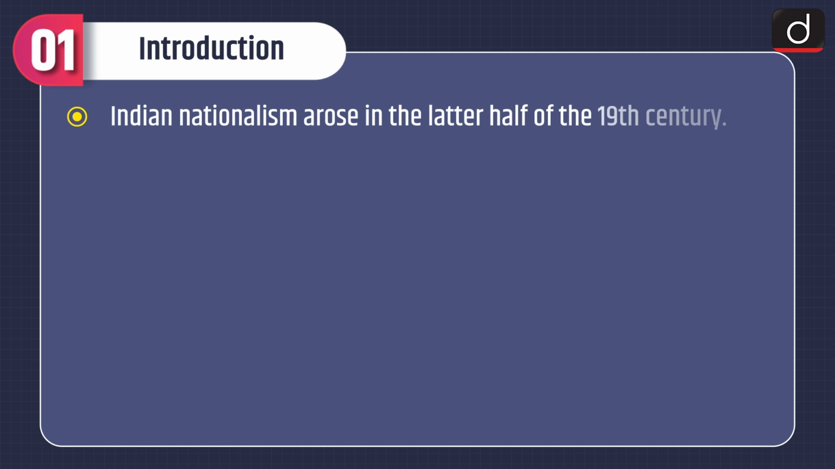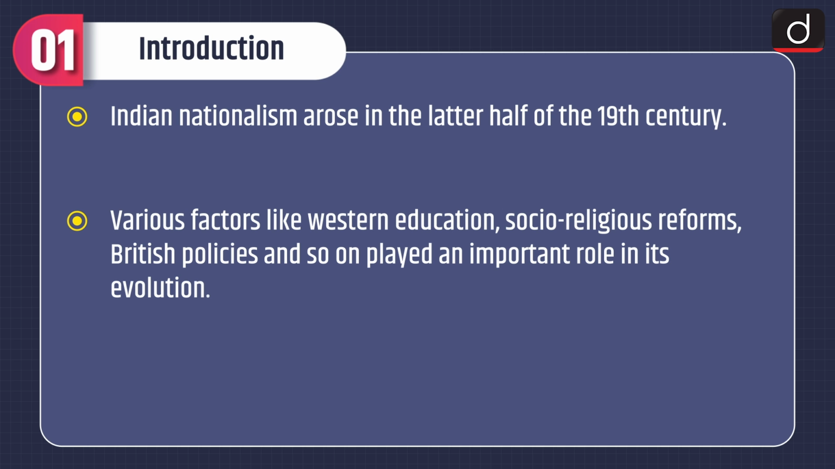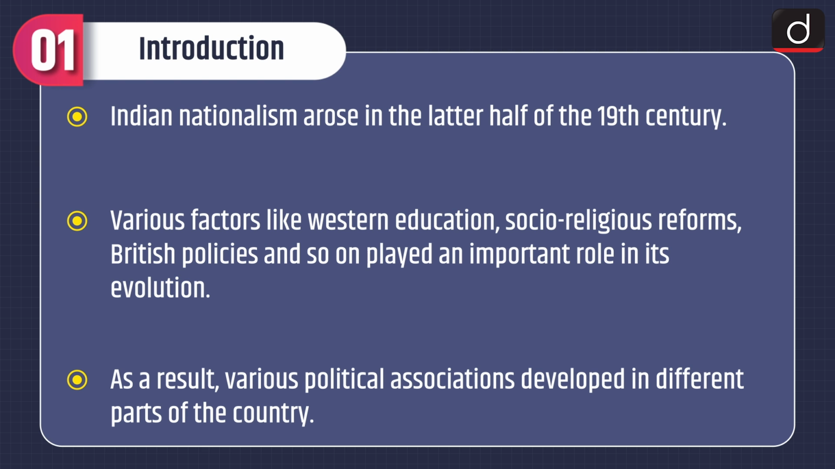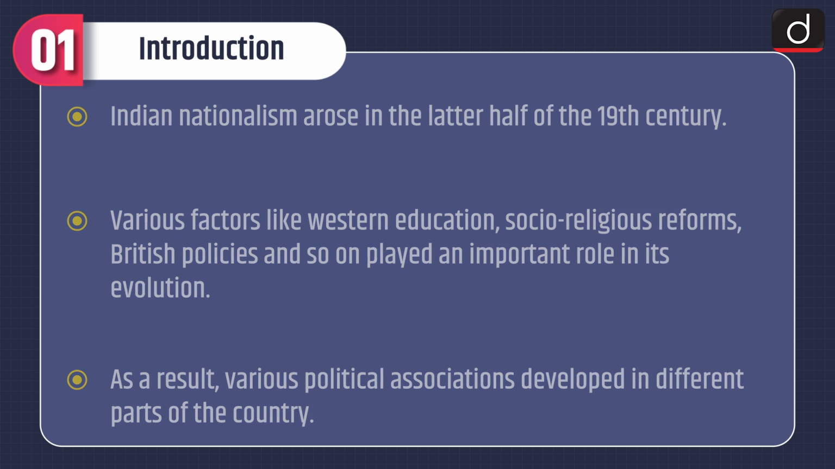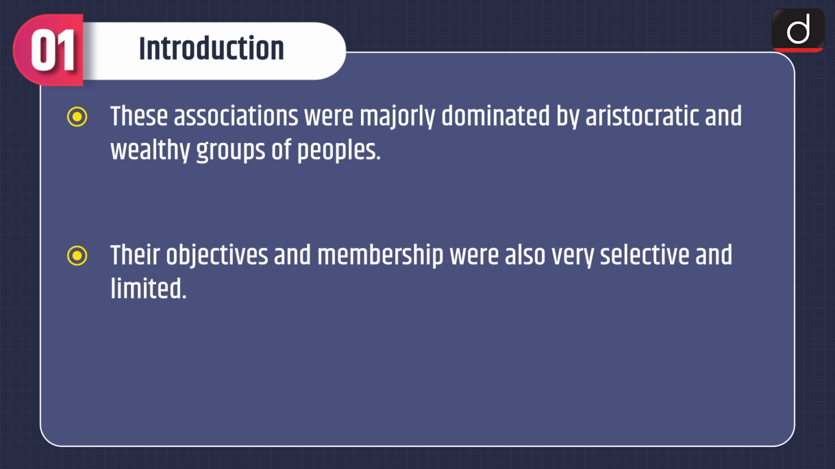First of all, moving on to the introduction of the topic. Indian nationalism arose in the latter half of the 19th century. Various factors like Western education, socio-religious reforms, British policies and so on played an important role in its evolution. As a result, various political associations developed in different parts of the country. These associations were majorly dominated by aristocratic and wealthy groups of people. Their objectives and membership were also very selective and limited.